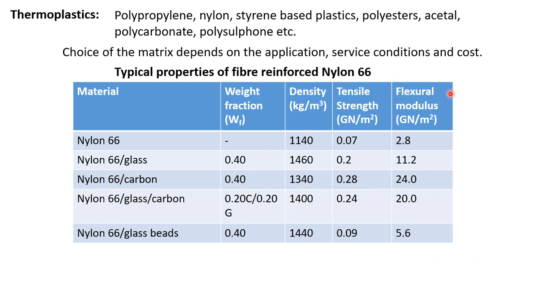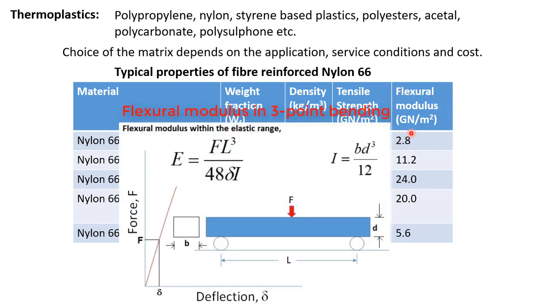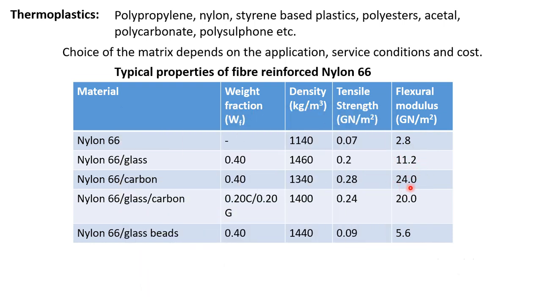Here we have got flexural modulus in gigapascal. Flexural modulus for nylon 6/6 is 2.8. After adding glass fiber it becomes 11.2. With carbon fiber the increase in the modulus is maximum. It becomes 24. With glass beads, the increase in flexural modulus is not much, it is 5.6.